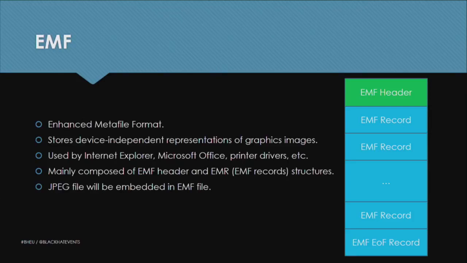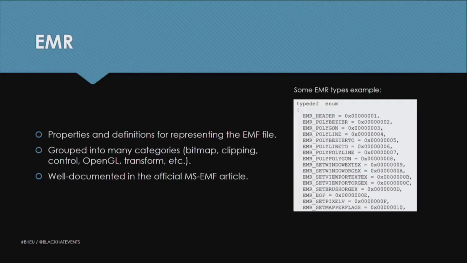And except the default record types, if you wish to print something like a JPEG file, your JPEG file will be embedded in an EMF file as a custom record. As we mentioned, EMR is the EMF record structure. It contains the properties and definitions for representing the EMF file. EMR has a lot of default types. These types are grouped into many categories, such as bitmap record types, control record types, and so on. For the full details about EMF and EMR structures, you can find well-documented materials on the Microsoft website.